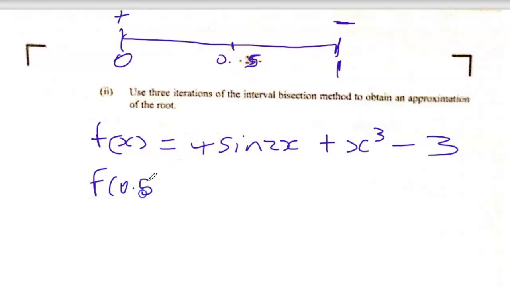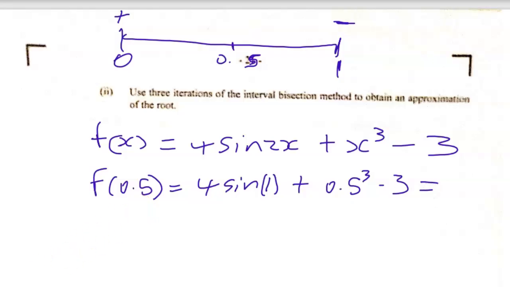So f of 0.5 is equal to 4 sine 2 times 0.5, which is 1, plus 0.5 cubed, minus 3. Let us use our calculator to calculate that. This is equal to 0.49. So f of 0.5 gives me a positive value. So now we know the root lies between 0.5 and 1. Alright, so let us try the midpoint of 0.5 and 1, which will be 0.75.